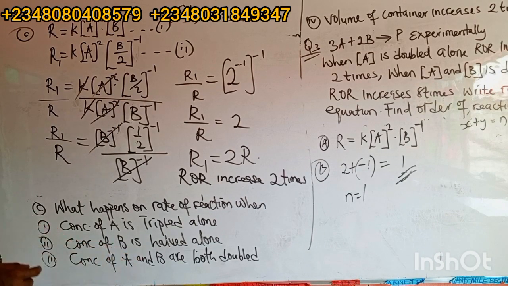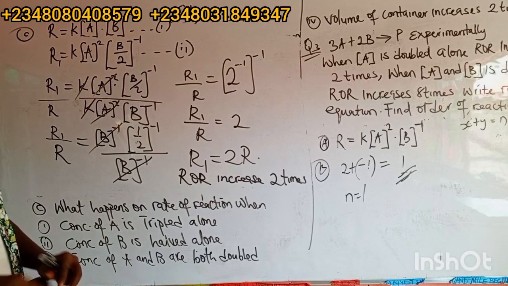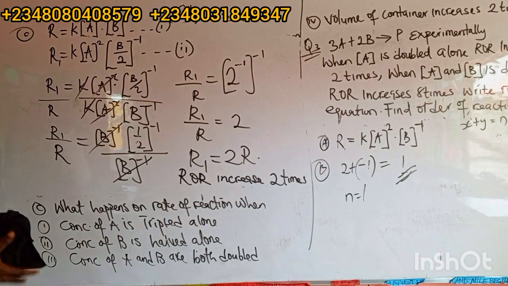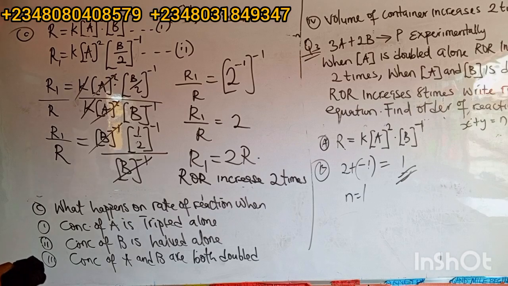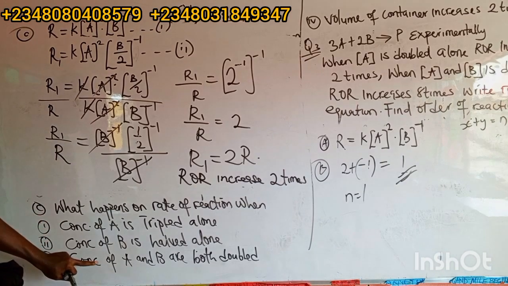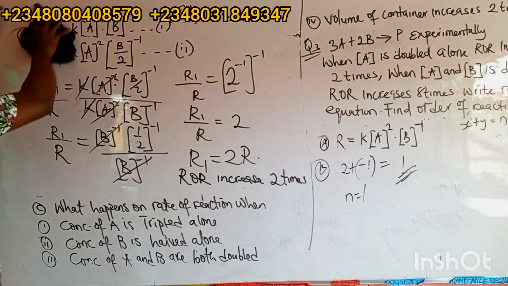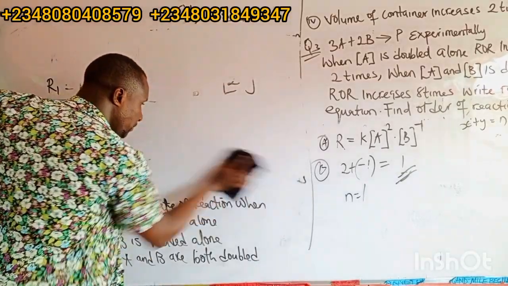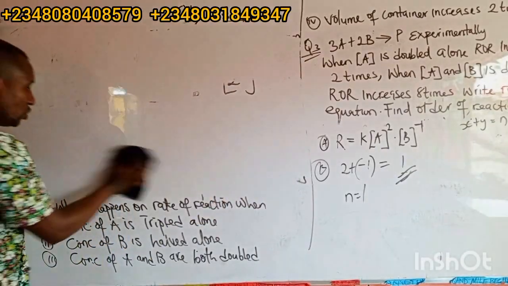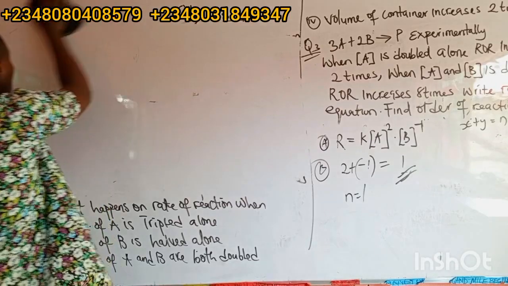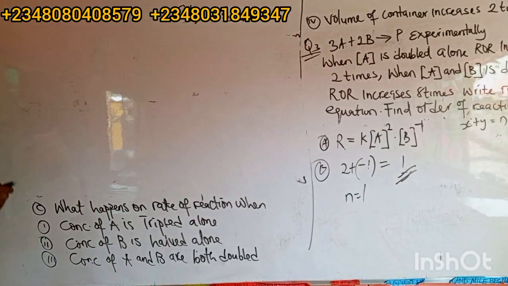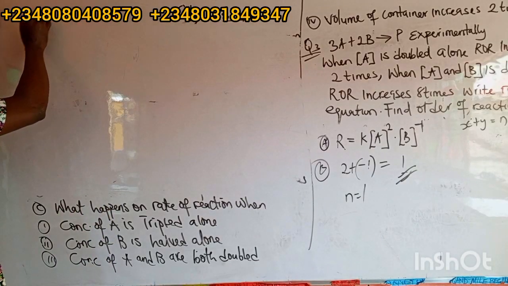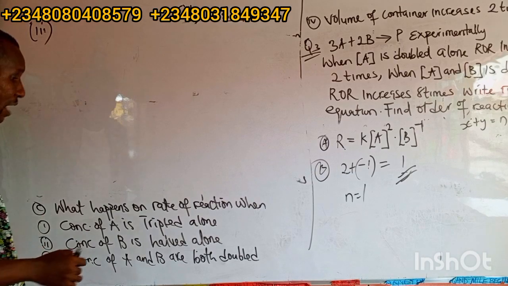Concentration of A and B are both doubled. We've done this one. Let's go to Roman figure 3. Concentration of A and B are both doubled. That's what we want to do now.